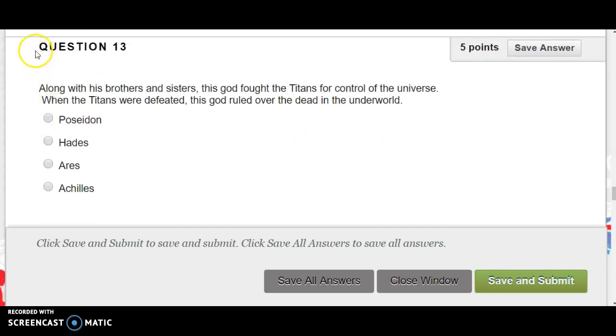Question 13. Along with his brothers and sisters, this god fought the Titans for control of the universe. When the Titans were defeated, this god ruled over the dead in the underworld. Poseidon, Hades, Ares, Achilles.